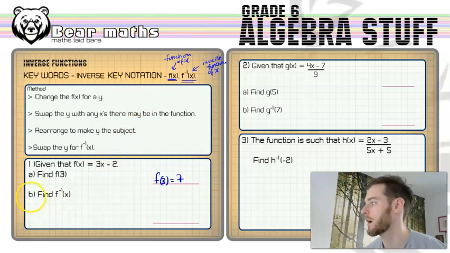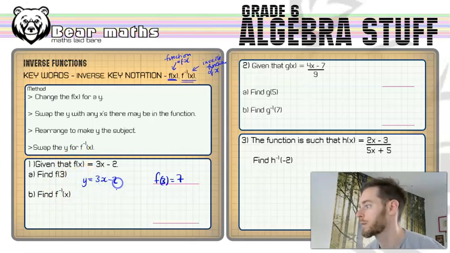So, we're going to look at B and we're going to read the method now. So, find f to the minus 1 of x. Find the inverse function of x, that's what this is. And this is the method for that. So, change the f of x for a y. Fine, I will do that. The f of x in our original function turns into a y. 3x minus 2 stays as is.